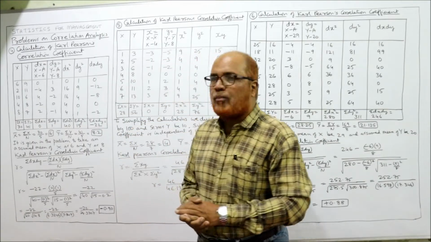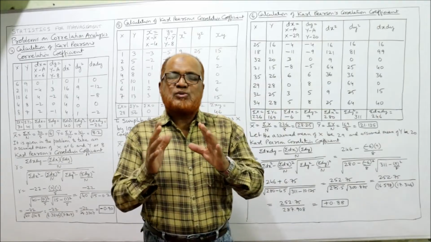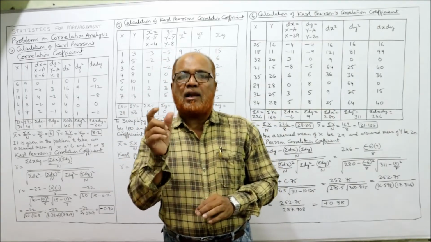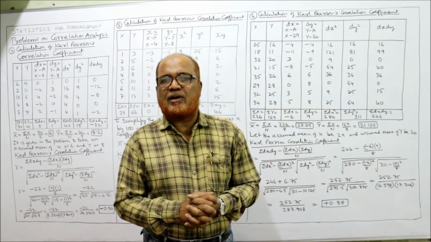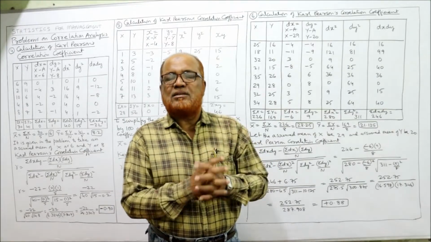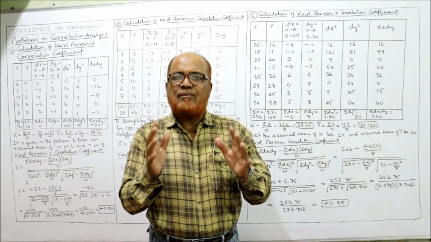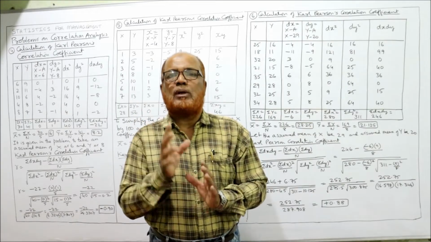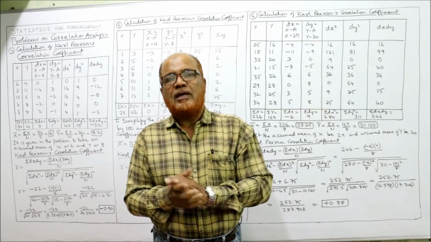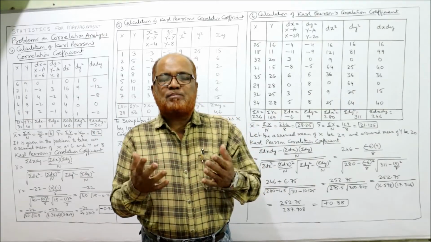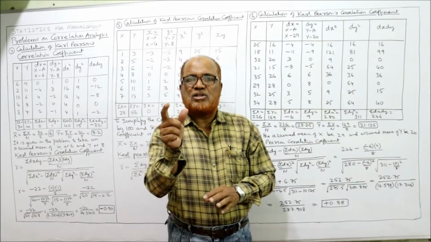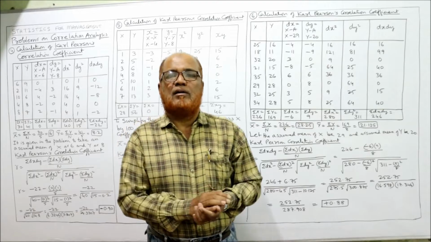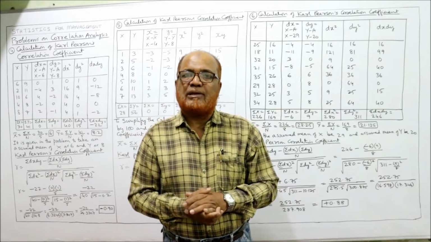In the last video, I completed 3 problems. I explained how to compute Karl Pearson's coefficient of correlation. But in the last 3 problems, the same formula was applied because the deviations were taken from the actual mean. Now in this video, I am going to explain the problems where deviations are taken from the assumed mean, and the formula will change.